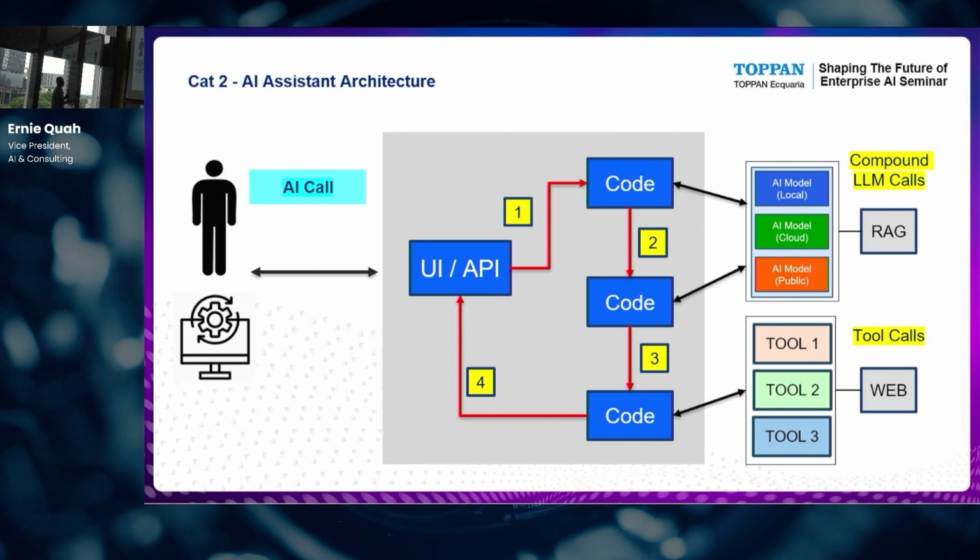Now let's look at Cat2, assistant. The AI assistant architecture allows you to do division of labor. Division of labor is characterized by multiple calls, more than 1, 2, 3, 4, or compound calls to the AI system, and even some calls to tools. So you submit a prompt. Behind the scenes, a lot of things are happening that you may not be aware of. And then when you come back, you get an answer.